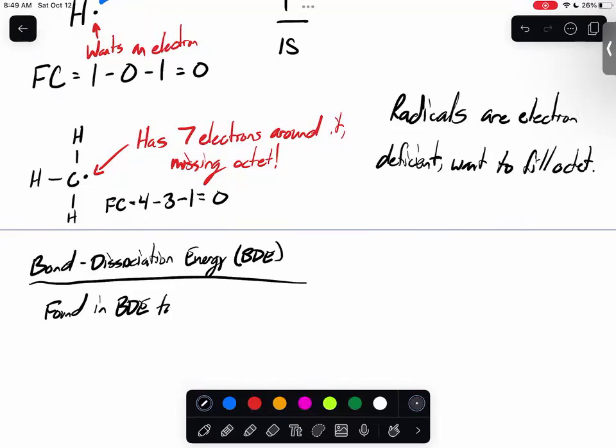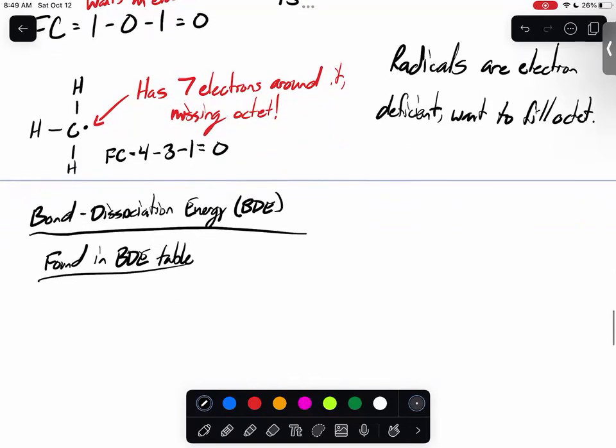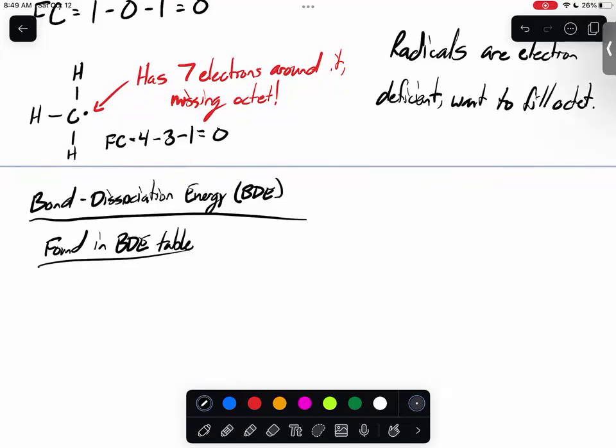Right, I will be putting one of these up on Canvas so that you'll be able to see it. But essentially, there are BDEs for almost everything, and these will be available to you on your exam. But the idea of a BDE is the same thing that we were talking about up there, where you have two atoms that split apart equally and they give each other radicals.